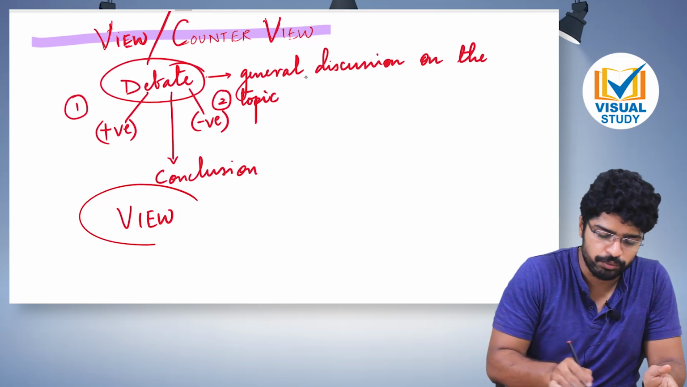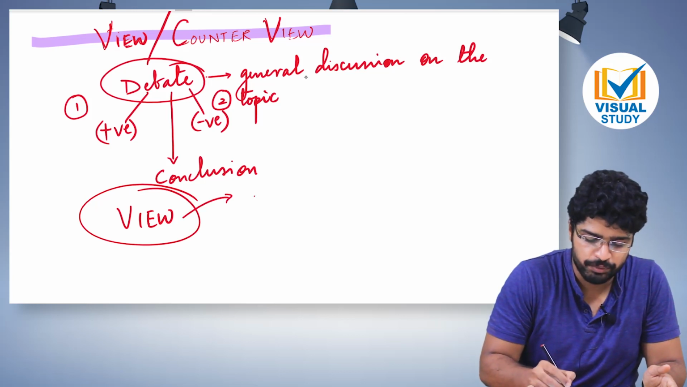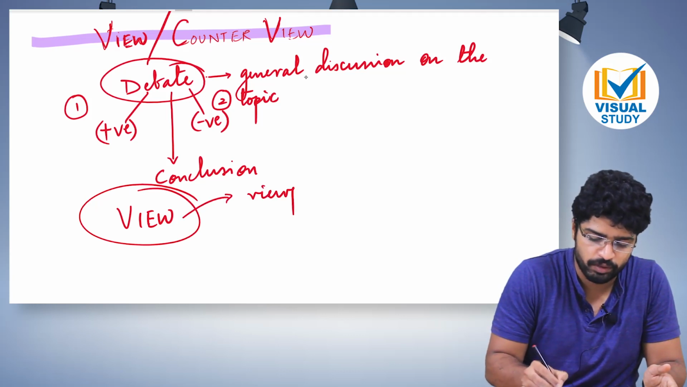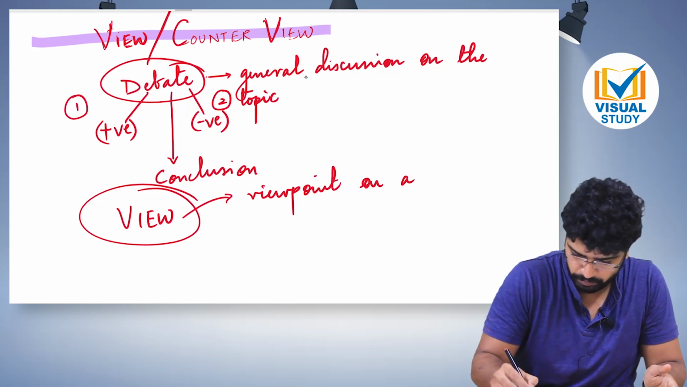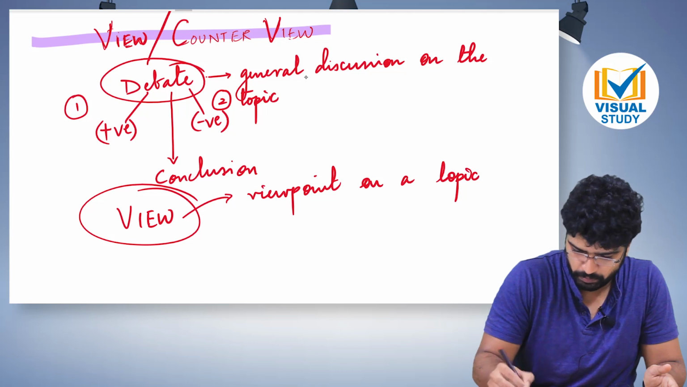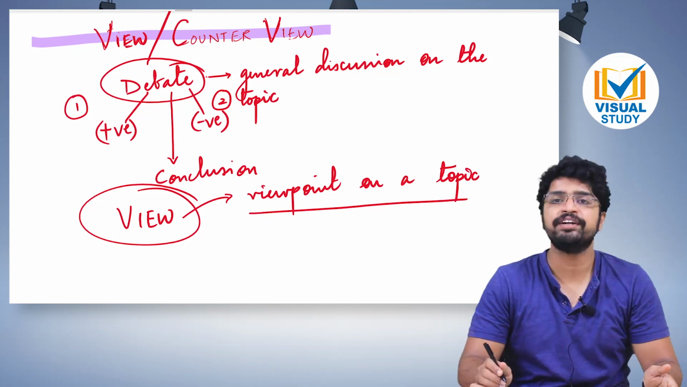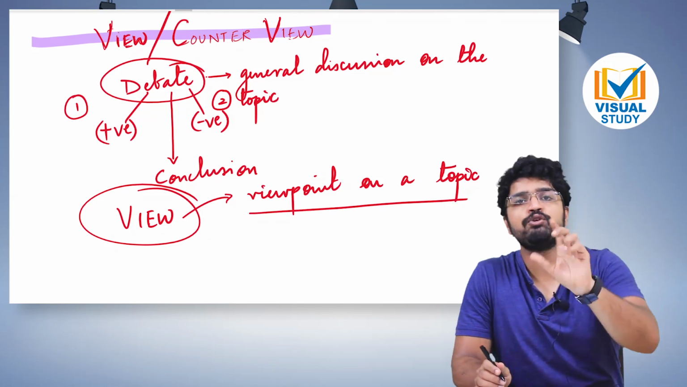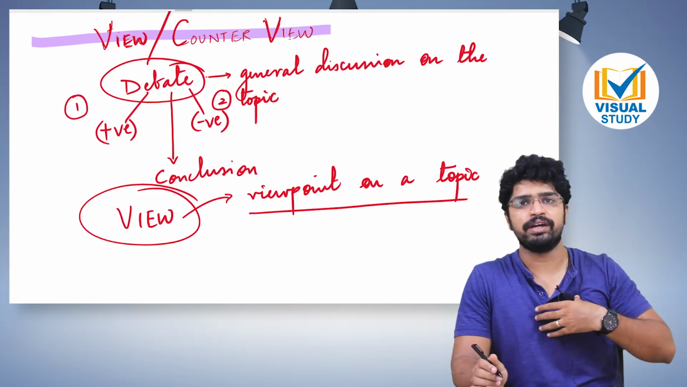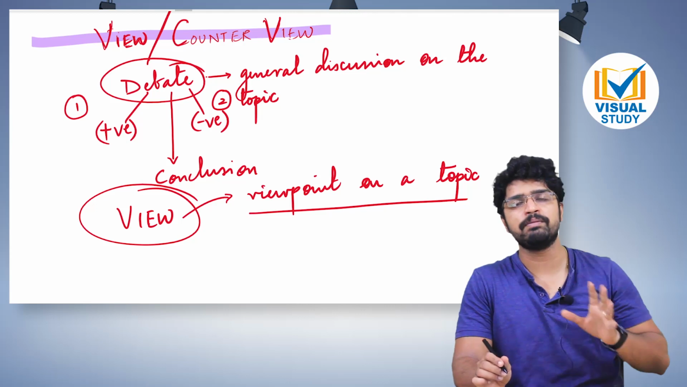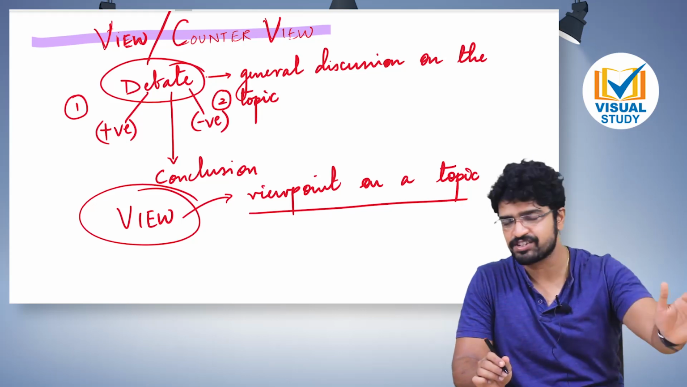What is the meaning of a view? A view is a viewpoint on a topic. Now, whether that viewpoint is right or wrong, that's a different story. But my view is that, yes, whatever GST was implemented, it was absolutely fantastic.